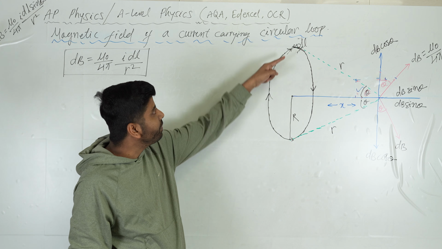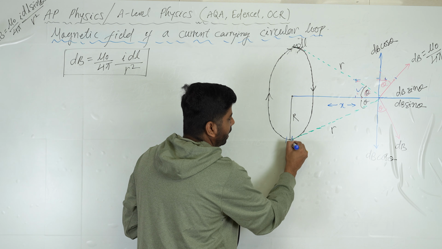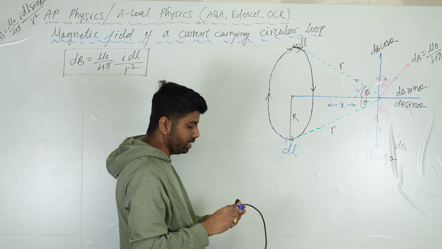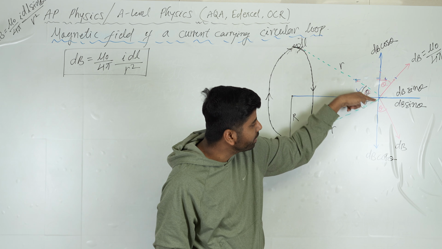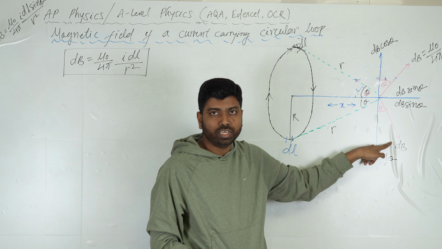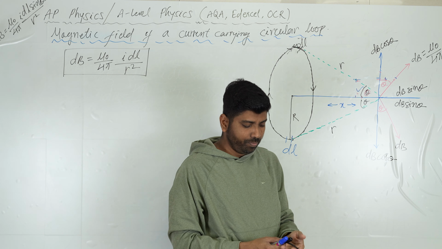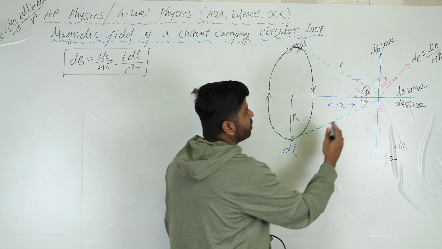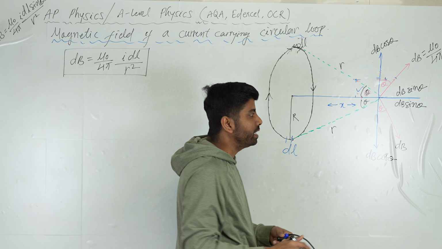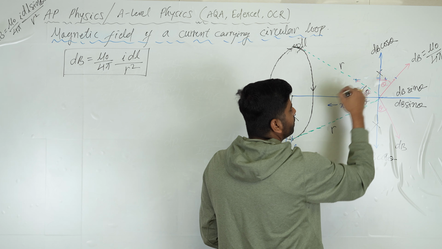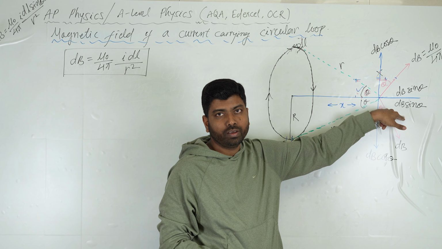In the same way, if I find the mirror of this dl, we can find one more current element dl. Because of this dl, we get a magnetic field dB in this direction, and it also has two components, dB cos theta and dB sin theta. The dB cos theta components have equal magnitude and opposite direction, so they cancel each other out. Then we are left with dB sin theta plus dB sin theta.